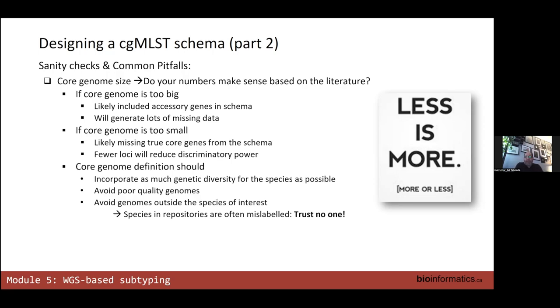As I say here, the core genome definition, you shouldn't be defining a core based on 10 genomes. You can, but then it's not a core definition for the species. It's a core definition for the 10 genomes that you're analyzing. And you have to get rid of poor quality genomes, as I said before. Don't start adding genomes from other species. I work primarily in Campylobacter jejuni, and people developed a Campylobacter jejuni, Campylobacter coli hybrid schema. That's not helpful.